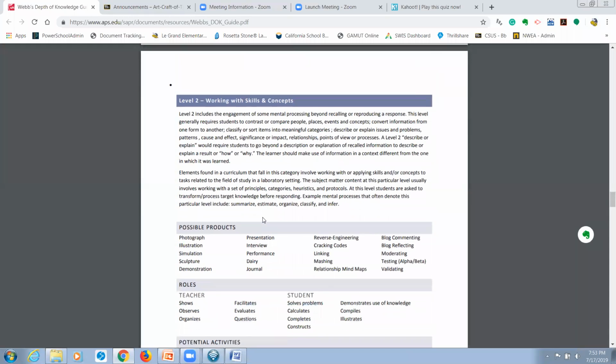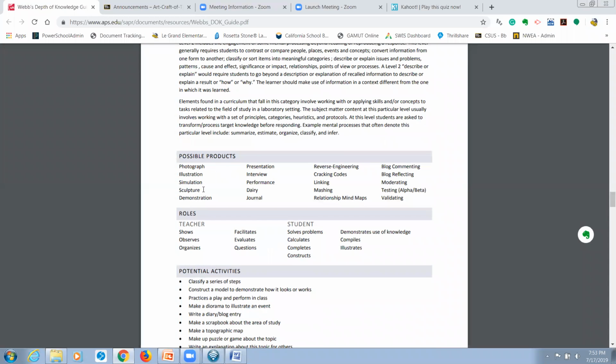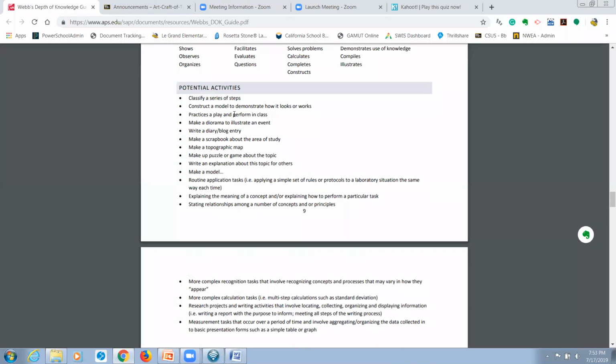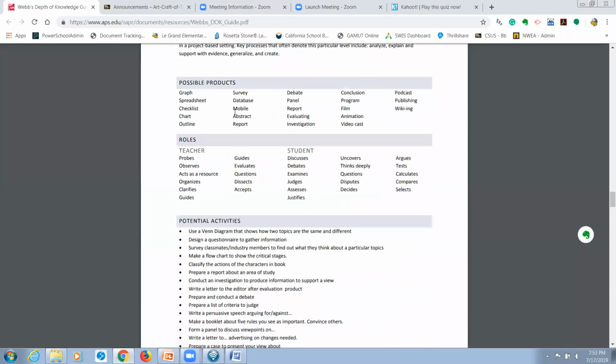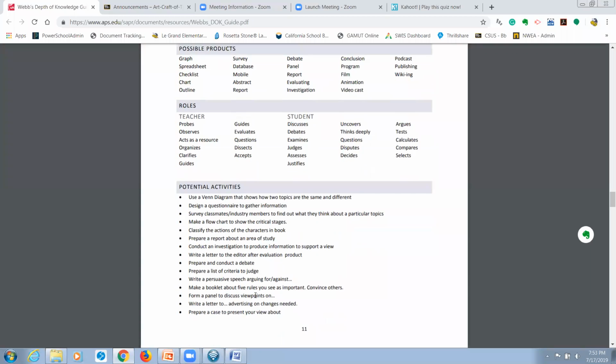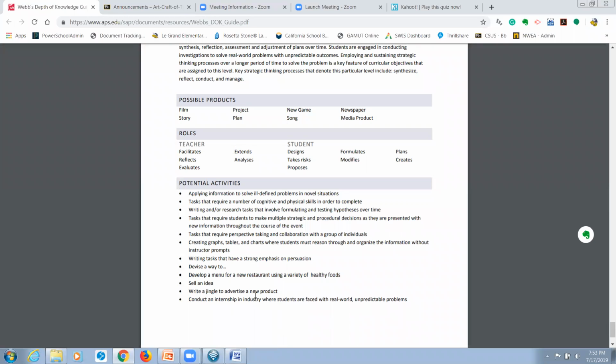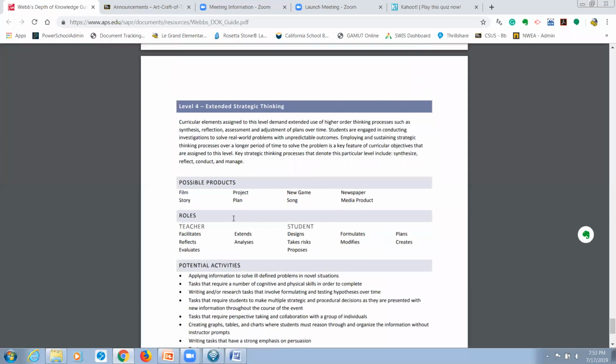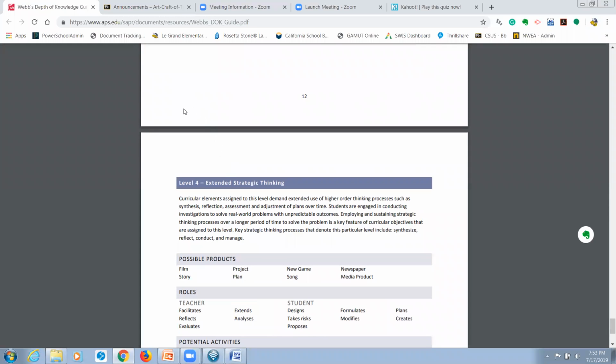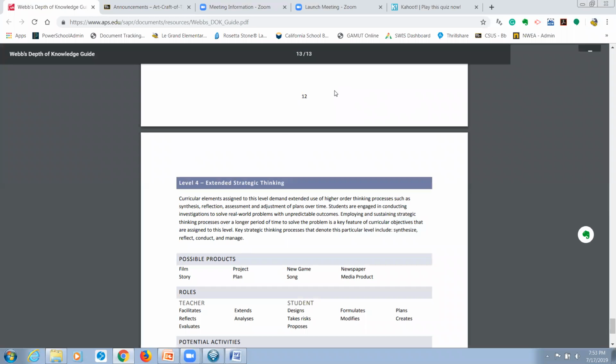So level 2, having students create sculptures or demonstrations or presentations. Here are things that they can do, some activities, and for level 3 activities, Venn diagrams, writing a letter, preparing or conducting a debate. So you're seeing this higher level of understanding. What you need to know about something increases dramatically when you go higher up Webb's depth of knowledge. Same with Bloom's taxonomy as well. So plan your questions.